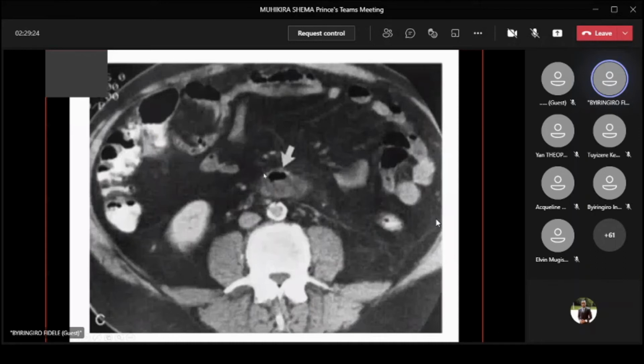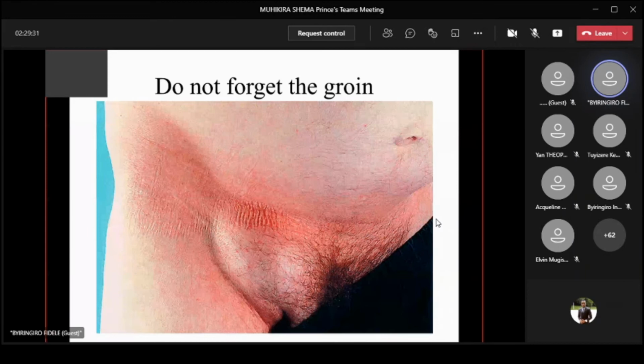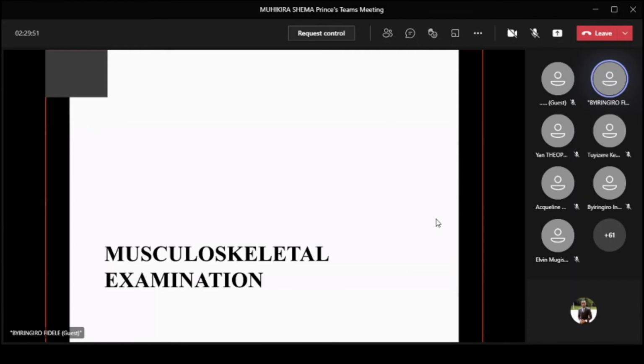Always when you are examining, do not forget to examine the groin. This is the inguinal region, and you see swelling. I remember Tina asked me about masses in this region. They can come from an indirect inguinal hernia or a direct inguinal hernia. You have two different masses from this groin. Any question about the GI?